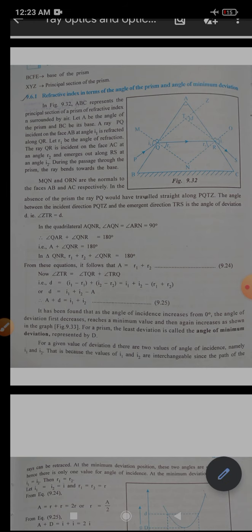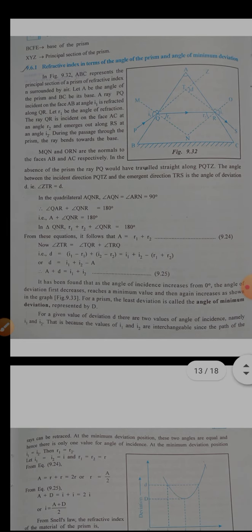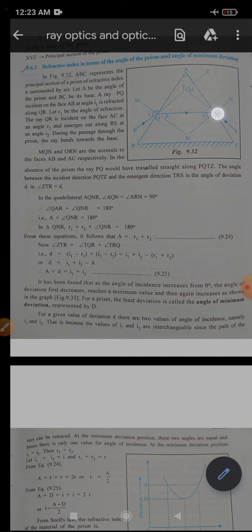During the passage through the prism, the ray bends towards the base BC. It is bent towards the base. Next, MQN and ORN are the normals to the faces AB and AC. These are the normals drawn at the points of incidence.